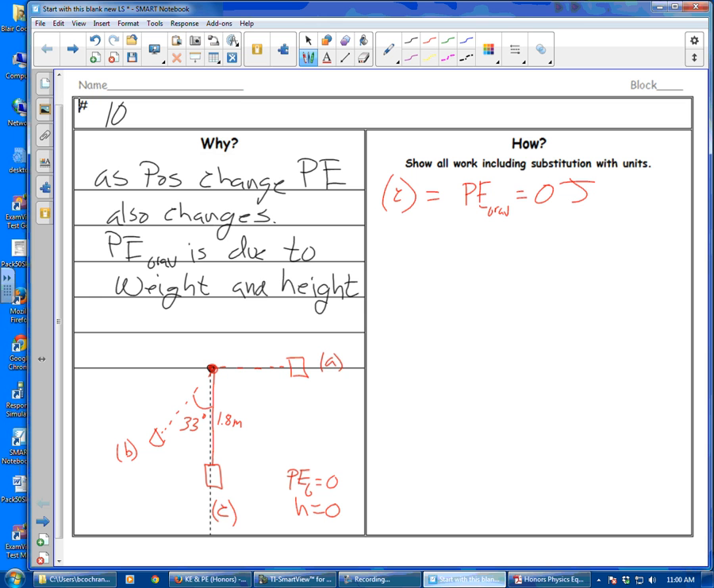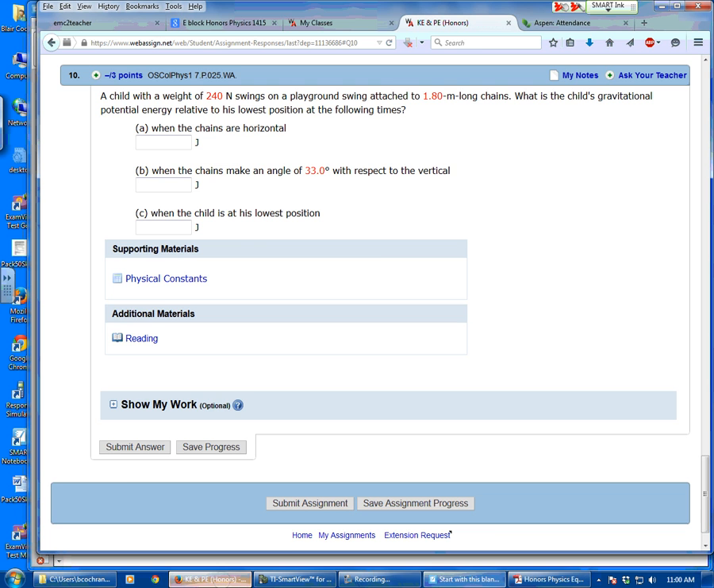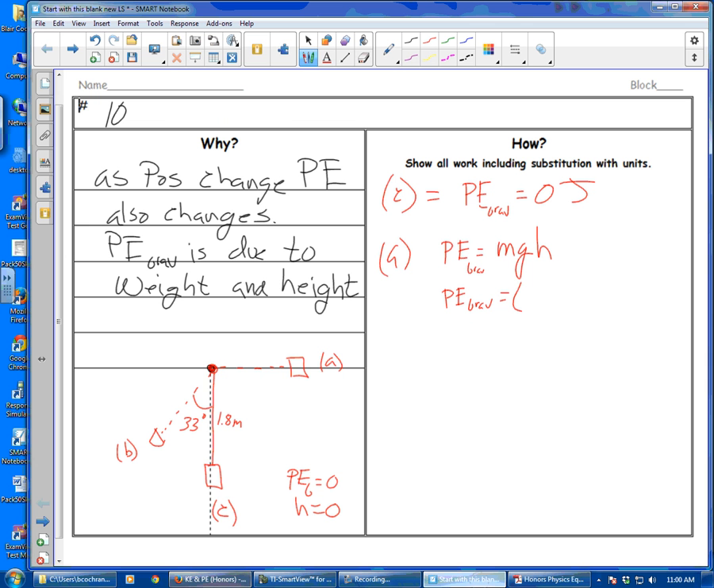If we do A, start off with our relationship for gravitational potential energy, the weight times the height. So in A, the weight of my child is 240 newtons. The height above my 0 point is going to be 1.8 meters, and that's solved.